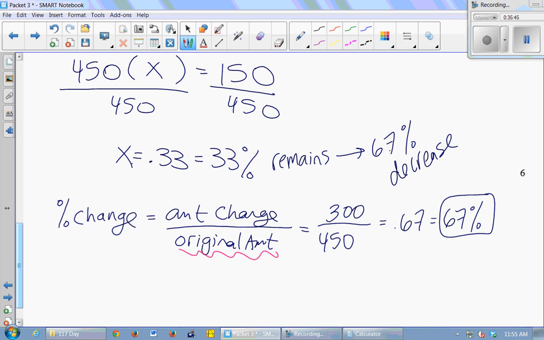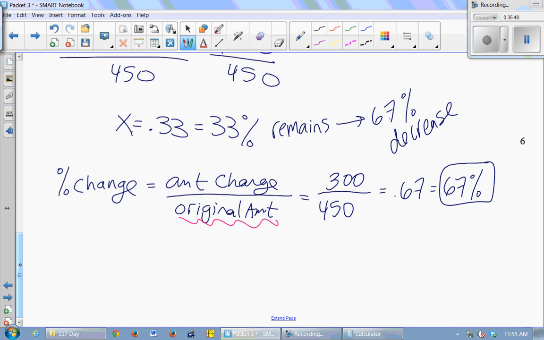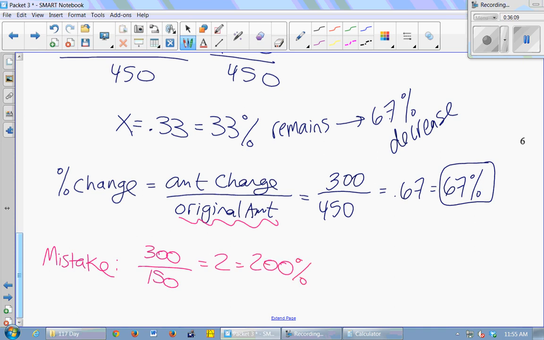So the mistake came by doing 300 divided by 150 instead of 450. So instead of comparing to the baseline, the original amount, he's comparing to the new amount. This gives you 2 or 200%. Right? This is wrong. So it could be a deliberate way to use percentages to make him look good. Could be a legitimate mistake because people are not that good at using percentages.